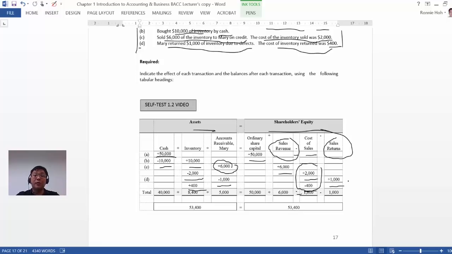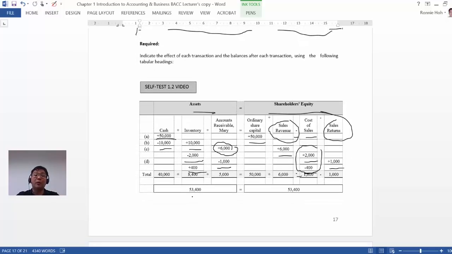Finally, once we have recorded all these transactions, we can work out if the accounting equation balances. So beginning with the asset side, again, like the previous self-test 1.1, we calculate the totals of each of the accounts. In this case, there's 3: cash account, the inventory account, and the accounts receivable account. So add them all up, 40,000. Here you add up 8,004. Here you add up 5,000. So add these three up, you'll get 53,400.